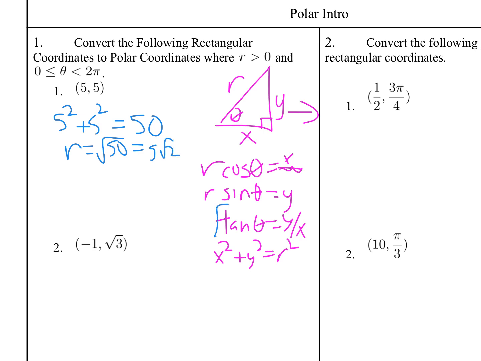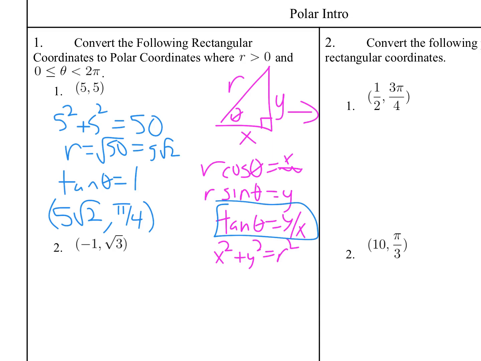And then the tangent of theta is y over x. So tangent of theta is 5 over 5, which is 1. So that means theta is going to be pi over 4. So r, theta will get me to the right place.